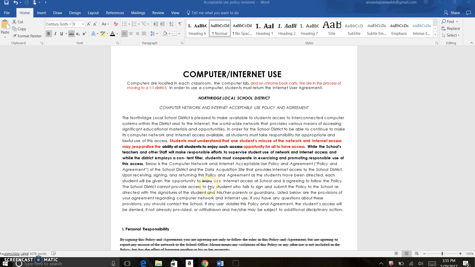Also down here, they have the word enjoy, and I thought that it wasn't really the proper word to use for this type of what they were using the internet for, so I changed it to the word use, so to use the internet access at school.